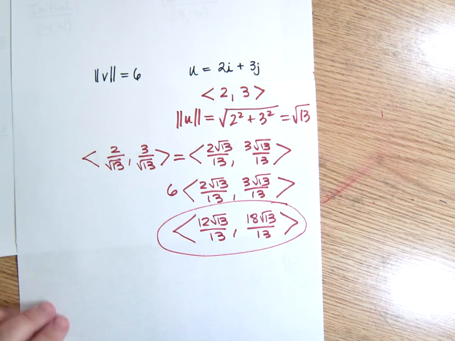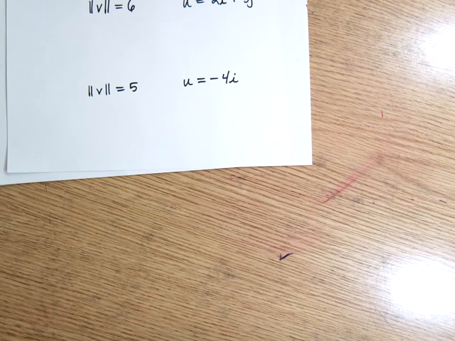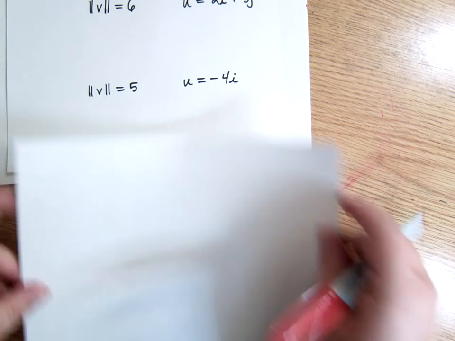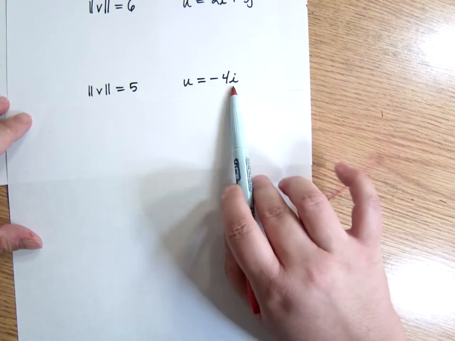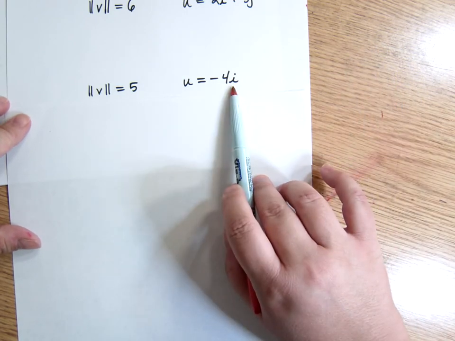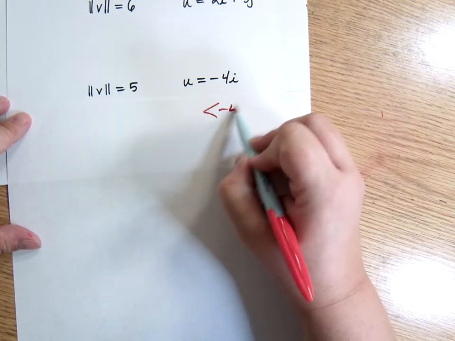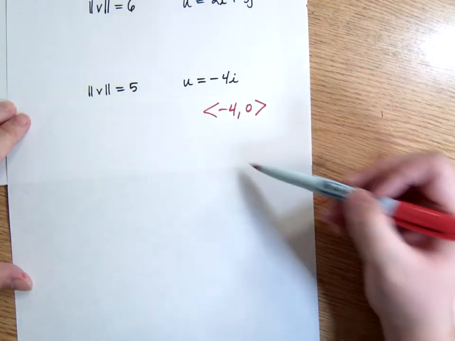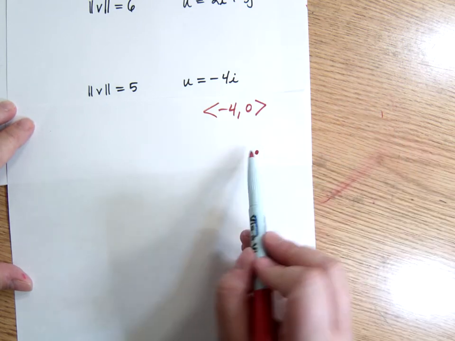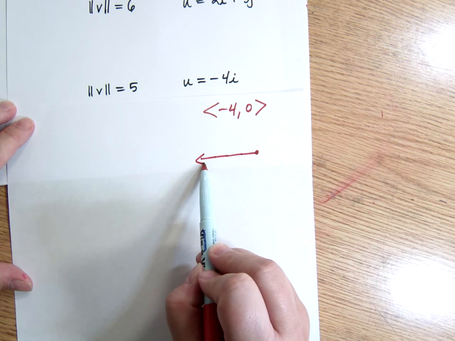Okay, let's look at another one. This time it is in the form of being a sum of those two, the horizontal unit vector and the vertical unit vector, i and j, but I don't have a j. So this is the same as just -4, 0. That's what this is the same as. Now -4, 0 says my vector goes 4 to the left, 1, 2, 3, 4, and 0 up and down.